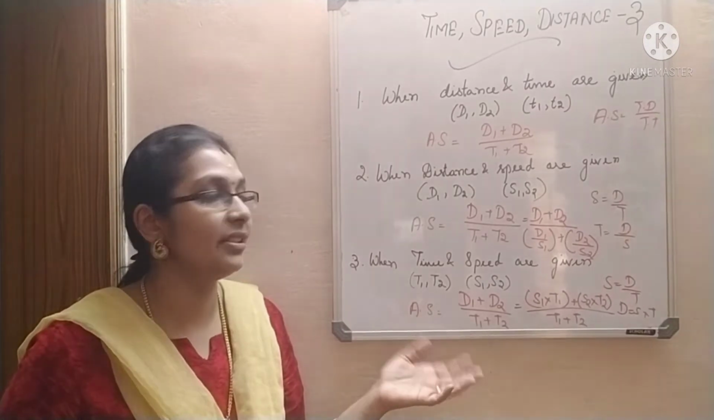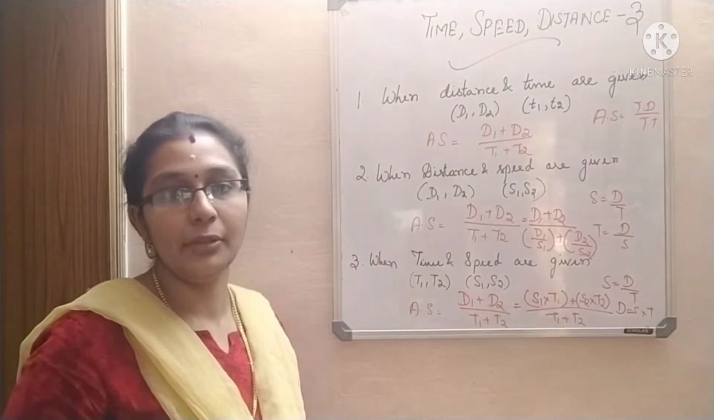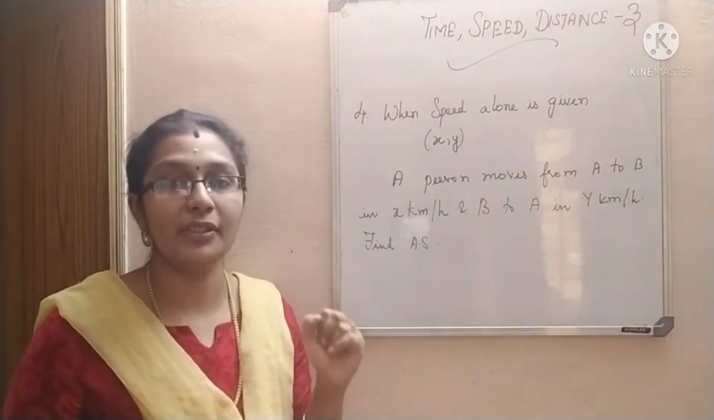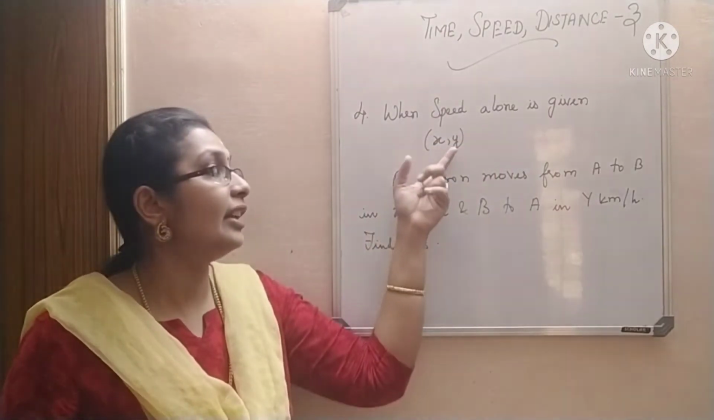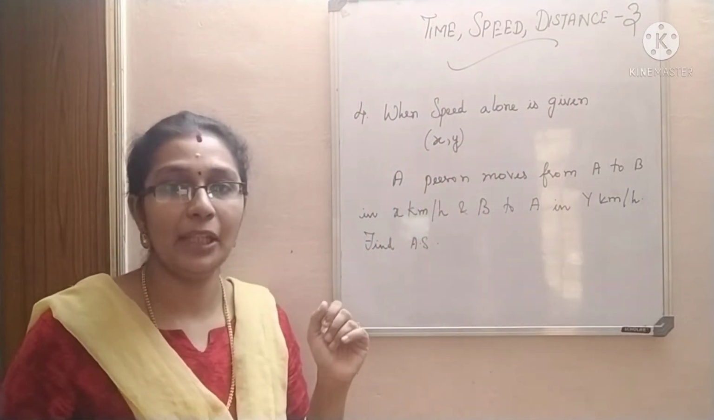Clear with these possibilities? There is also one more possibility, I will tell you. So this is the fourth possibility: when speed alone is given, they will give us x km per hour or y km per hour.